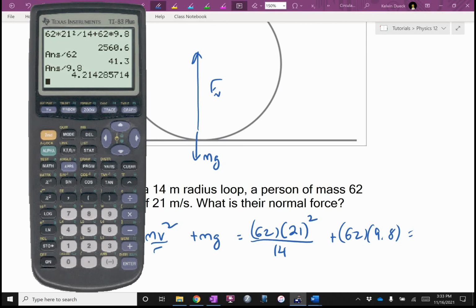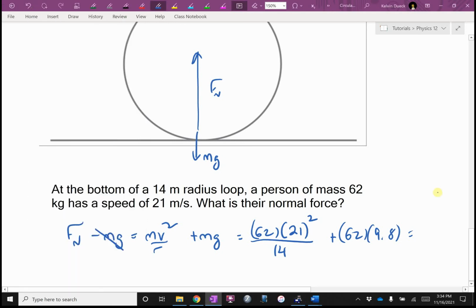They would survive this, but I also know this coaster wouldn't make it through the top. Sorry, because it needs at least 6 G's on the bottom to make it through the top. So, sorry, don't ride this ride. Anyways, I got 2,560.6 newtons. Is that okay for the roller coaster?